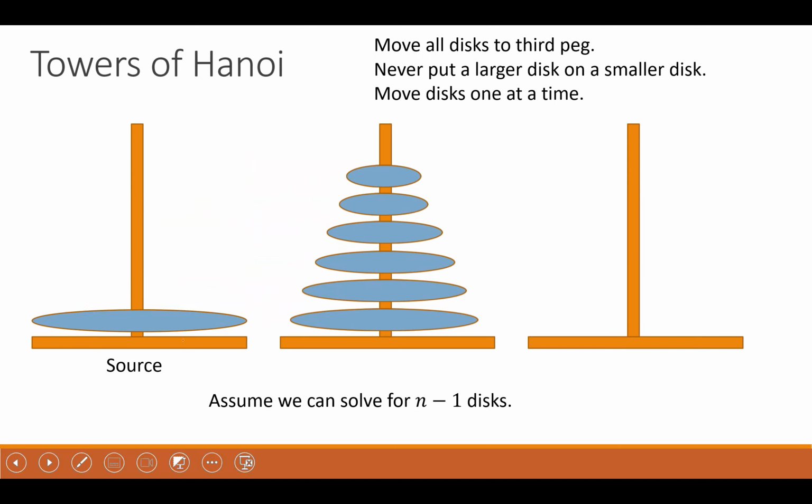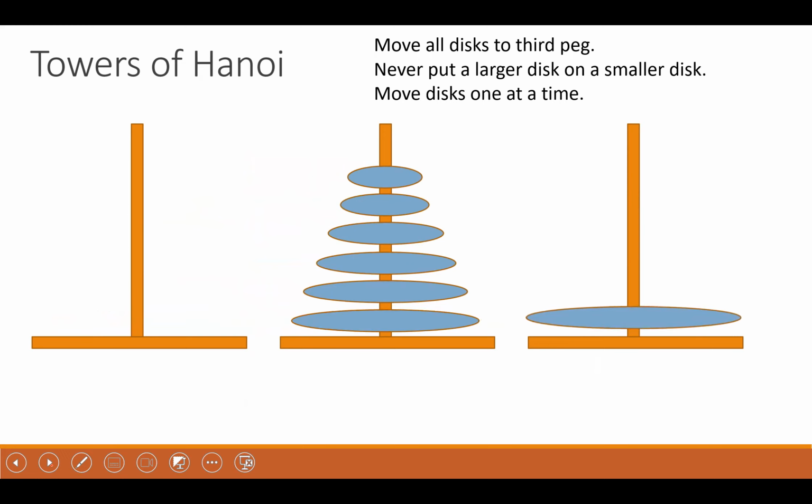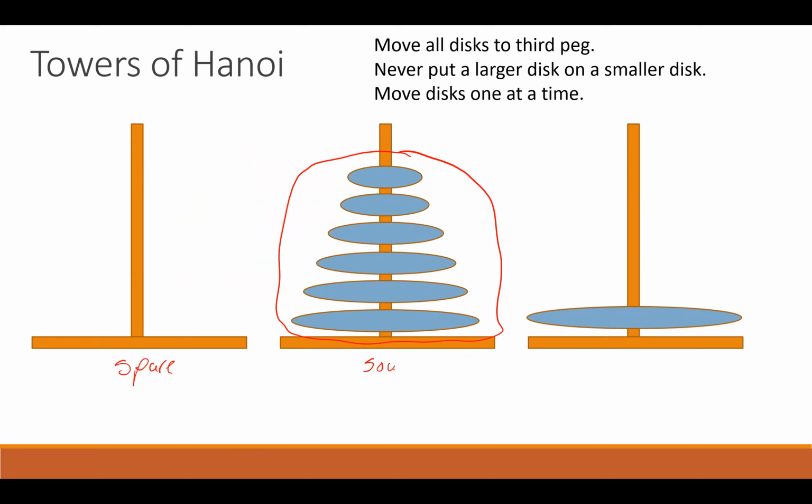I take my single disk from the source and move it to the destination. And now again, I can solve this smaller problem recursively. But now I'm going to use this as my spare peg. So this is my source. This is my destination.